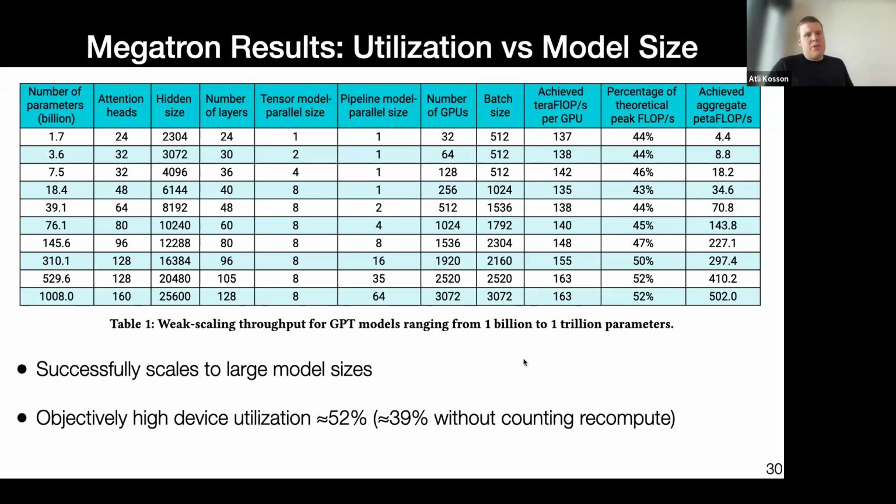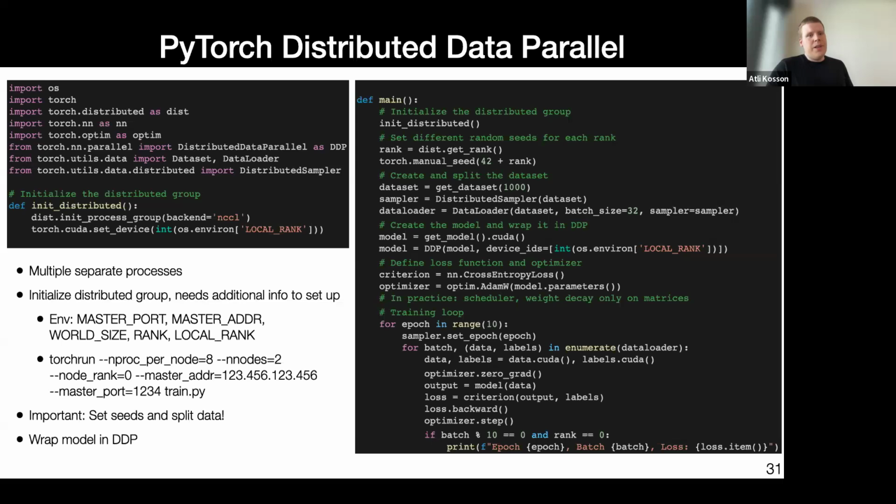So very impressive results. In practice, like I mentioned, you're probably not going to be using pipeline or tensor parallelism too much, but you will probably use distributed data parallel. It's at least way more likely than the other ones. And this is just how you set this up in PyTorch. The important thing here is that you have multiple different processes. You can even have different machines. On each machine, there is a different process that's running.